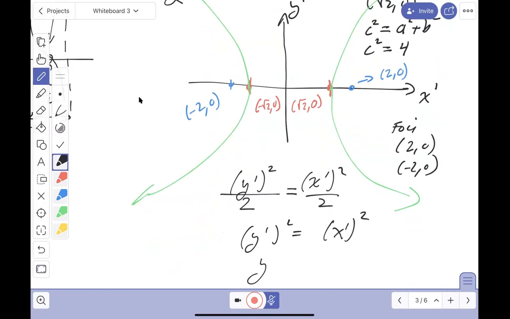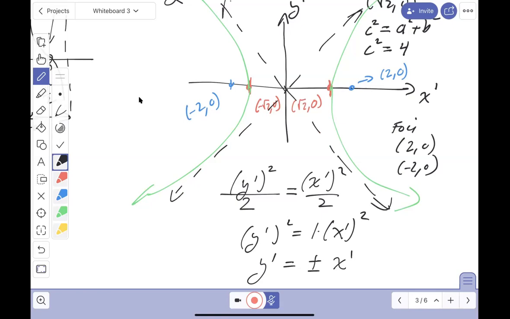Well, multiply both sides by 2, and you would get y prime squared equals x prime squared, or y prime is equal to plus or minus x prime, using the square root rule. So what am I getting? Really simple lines. Lines that go through the origin at 45 degrees. All right, really simple lines.